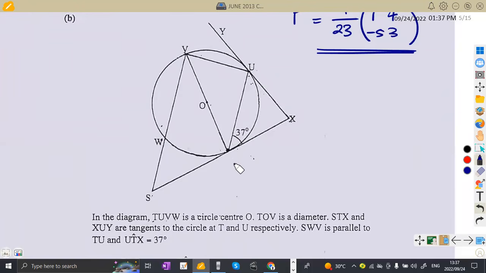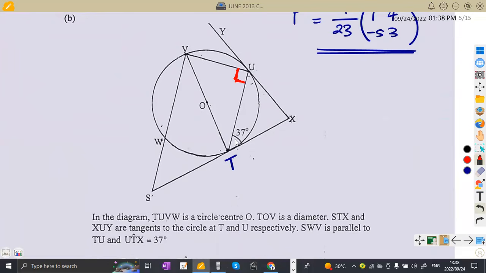TUV, TU, which means there's a T here. So our T was somewhere here. Okay, so TOV is a diameter. So, you know, guys, a diameter subtends an angle of 90 degrees at the circumference. So when you are reading this information, fill in some of the information that you know. So this is 90 degrees here at U.